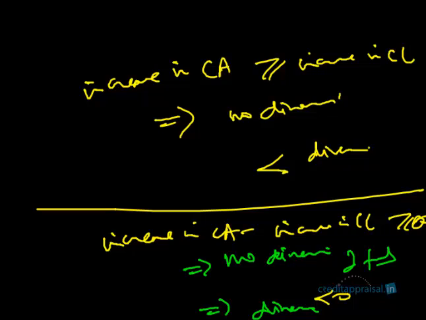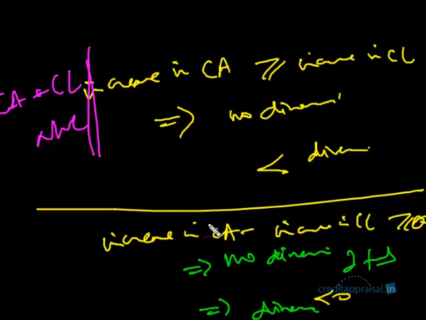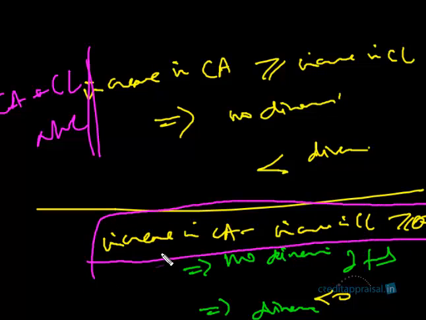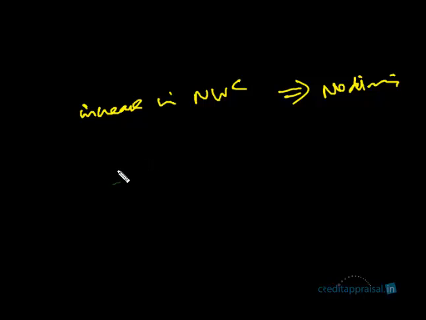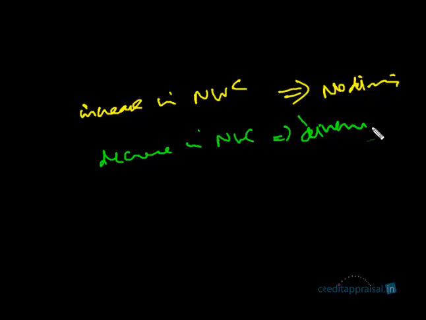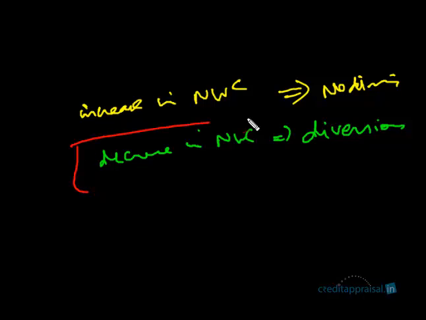Now recall the discussions we had in our earlier segments. What is current assets minus current liabilities? It is nothing but NWC. So when I'm saying increase in current assets minus increase in current liabilities, all that I'm asking is, what is the increase in NWC? This entire thing translates to increase in NWC. So finally, we can say in a very simple way, if there is an increase in NWC, there is no diversion of funds, right? If there is a decrease in NWC, there is diversion of funds. Finally, we arrived at a simplified formula for diversion of funds.